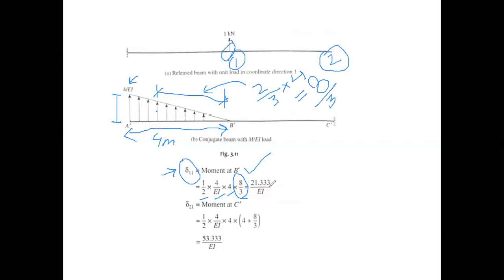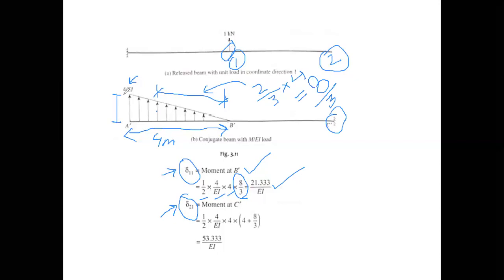Now this will give this value, that is 21.333 divided by EI. Similarly, what we have done now, we have to calculate del 21. That means the load is still applied on the coordinate direction 1, but its impact is seen on coordinate direction 2. So this is again the moment over here. So the moment over here will be due to this.